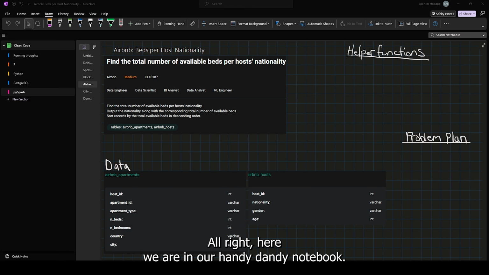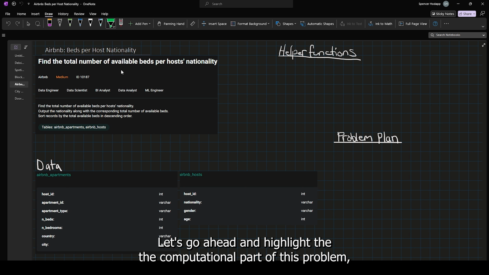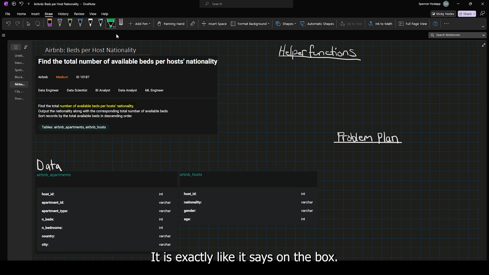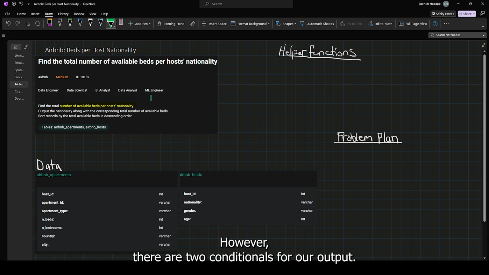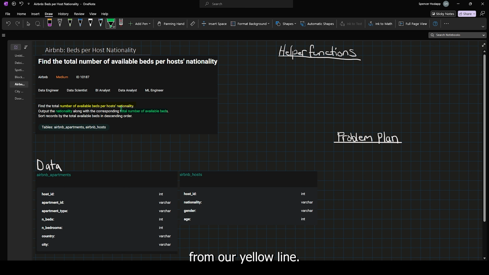All right, here we are in our handy dandy notebook. Let's go ahead and highlight the computational part of this problem, which is going to be number of available beds per host nationality. It is exactly like it says on the box. However, there are two conditionals for our output. First, we need nationality and then total number of available beds, which we're going to calculate from our yellow line. And additional to that, we need to sort our records by the beds in descending order.